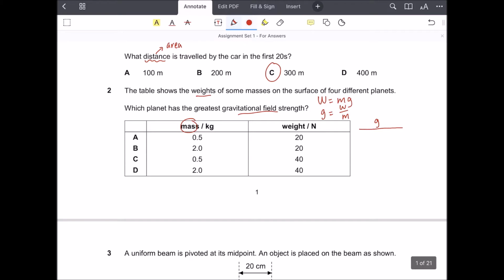So how do you find it? I'll just go through the first one. So the first one, you take 20, divide by 0.5, which will give you 40. If you do the same to the rest, you will get 10, 80, and 20. Okay, so your answer is straight away C.